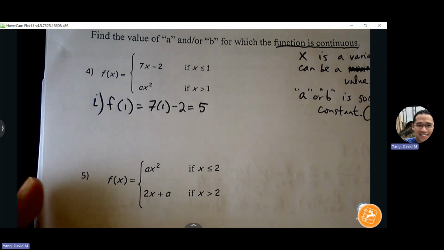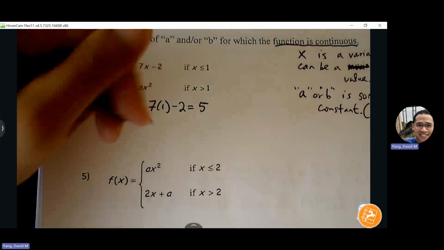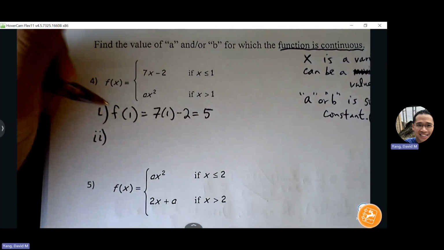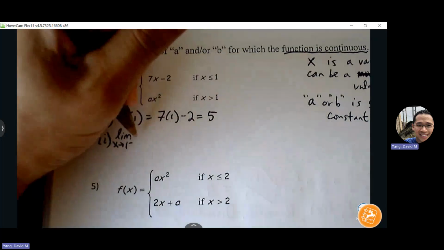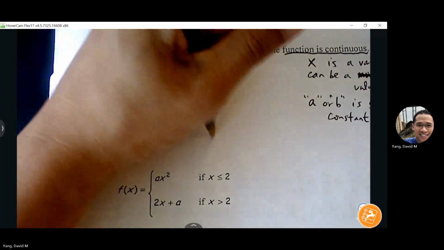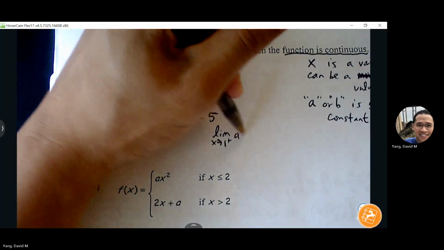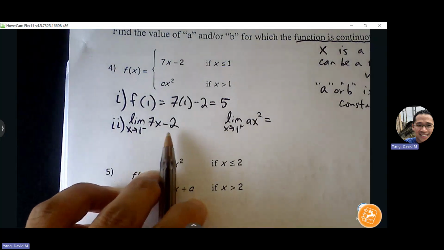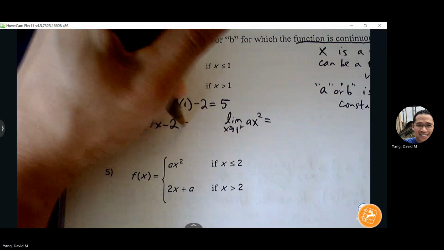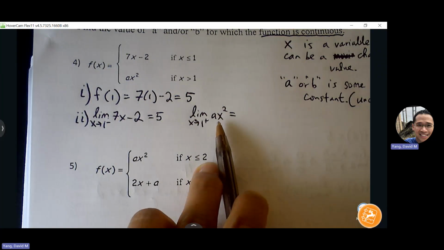All right, for the second condition, do we need to use one-sided limits? Yes, we have. Left side is a function, right side is a function. We want to see if they agree, and we want continuity, so we want everything to line up. So limit as x approaches 1 from the left side of 1. Limit as x approaches 1 from the right side of 1. Okay, so let's evaluate them separately. From the left side of 1, what do we get? 5. From the right side of 1, a times 1 squared, which is a. Okay, good.